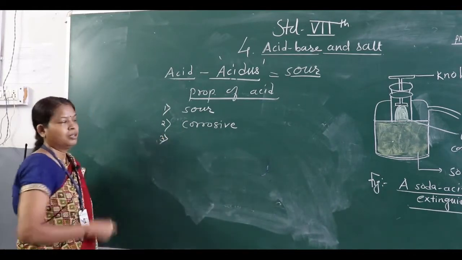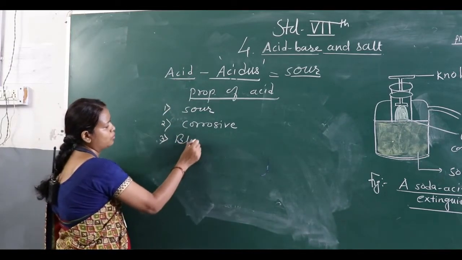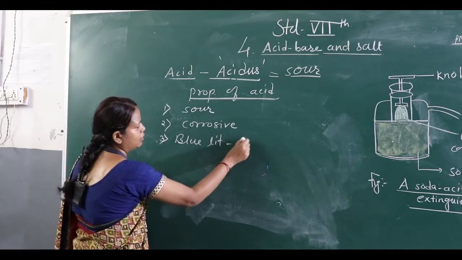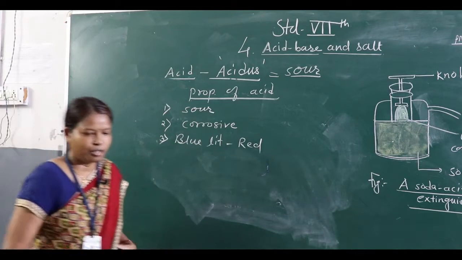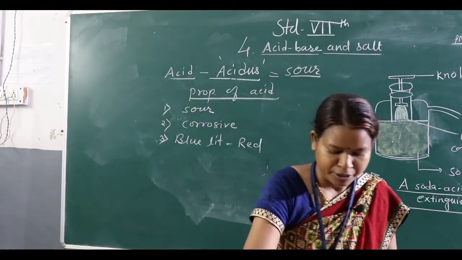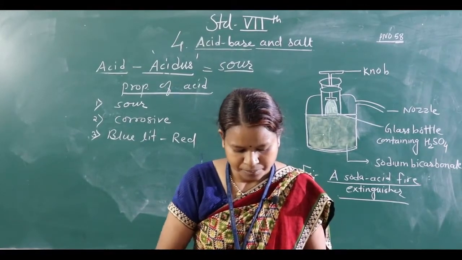Third, acid converts blue litmus paper to red color. Now what is litmus paper? I am going to show you the litmus paper. It is available in our lab.